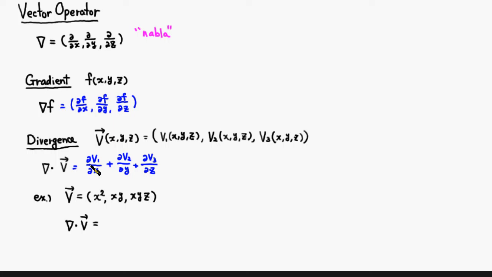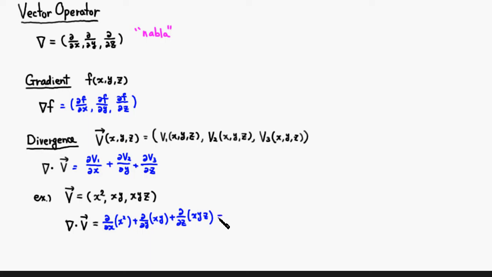But let's try to compute the divergence of an actual function. All right. In this case, we're applying partial derivatives. So maybe I should write that: partial with respect to x of x squared, then we add the partial with respect to y of xy, and then we add the partial with respect to z of xyz. Right?